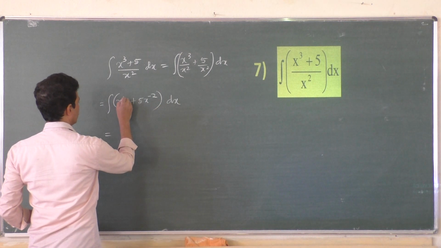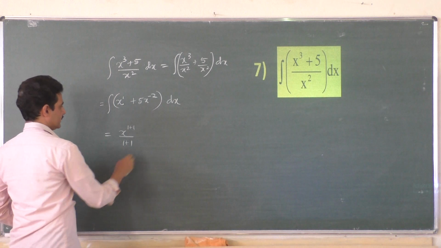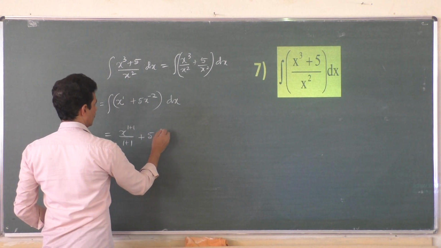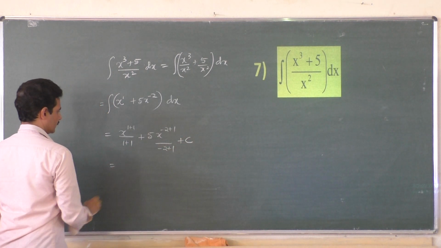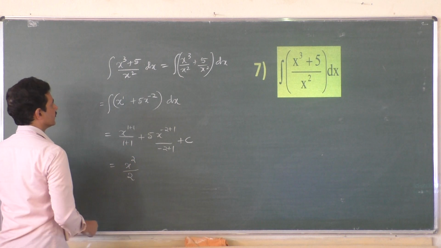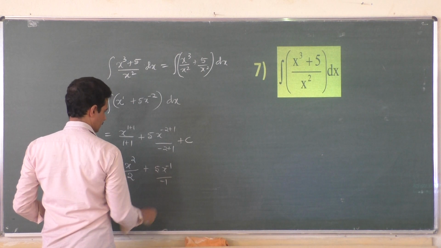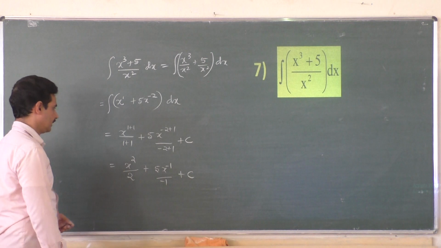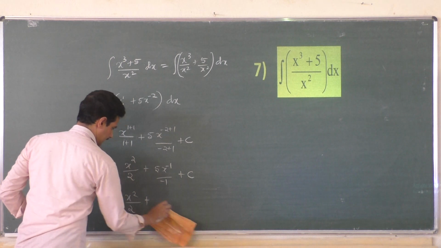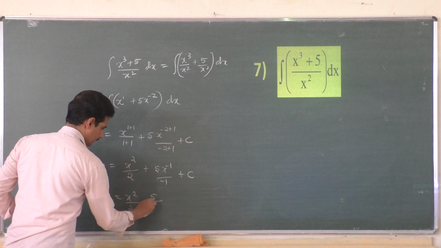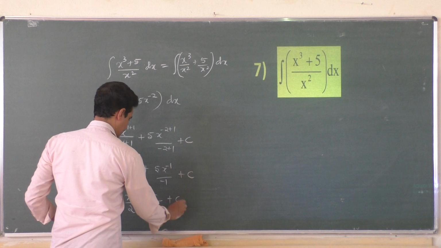integration of x to the power 1, x to the power 1 plus 1 by 1 plus 1, plus 5 x to the power minus 2 plus 1 by minus 2 plus 1, plus integration constant. That is equal to x squared by 2 plus 5 x to the power minus 1 by minus 1 plus an integration constant. That is equal to x squared by 2 minus 5 by x plus an integration constant.